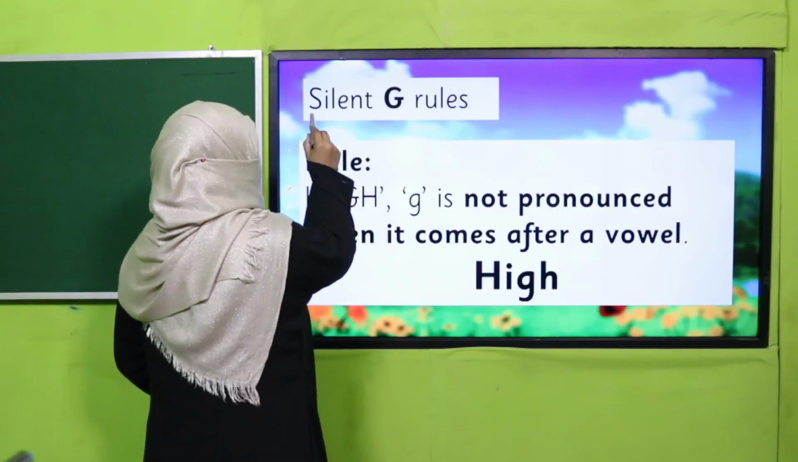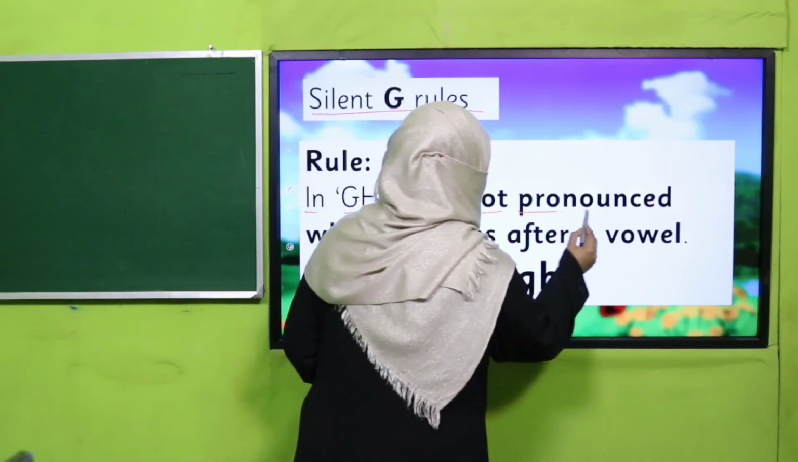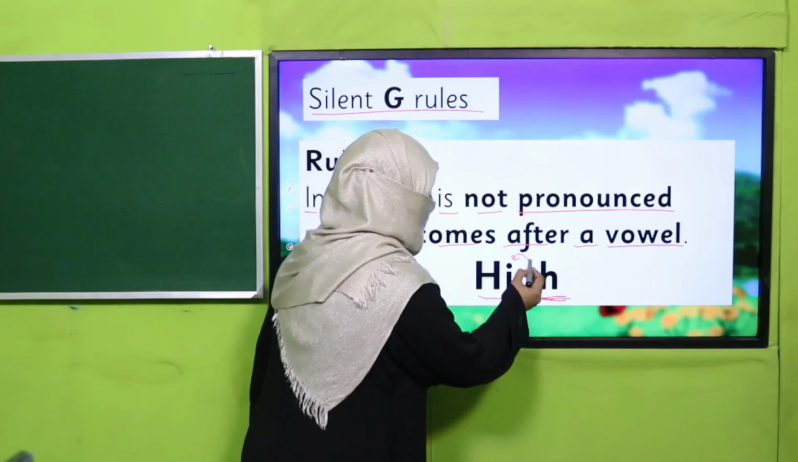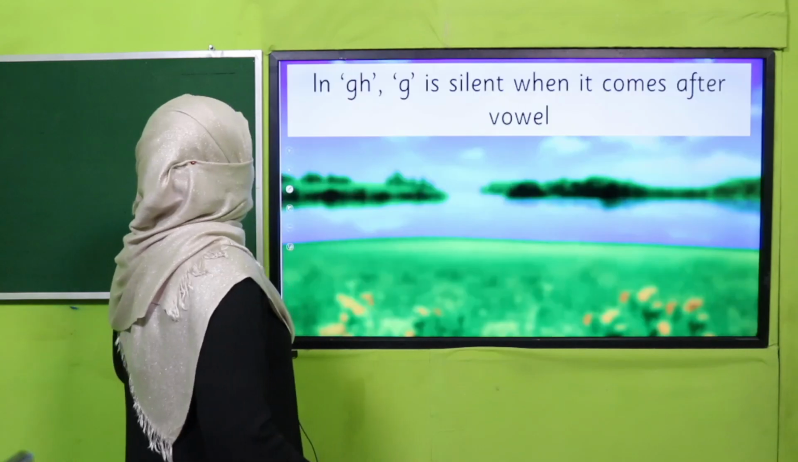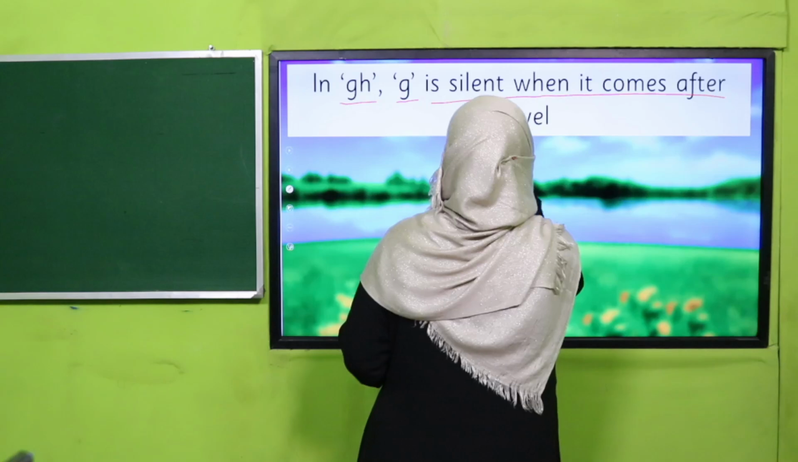And the next rule for silent G is in GH, G is not pronounced when it comes after a vowel. What does it mean? GH is together. So you find this chunk is there. This G will be silent if before G you find a vowel. Okay? And here you find I is there, so we'll say it high. This G will not be pronounced. All right. So there are more examples of silent G in GH in case when it comes after a vowel.